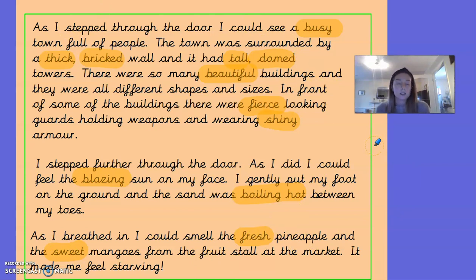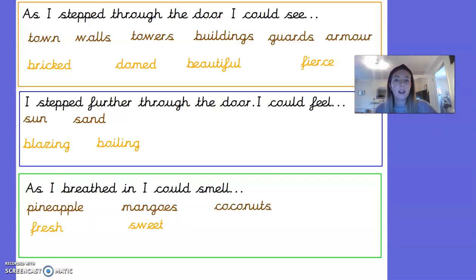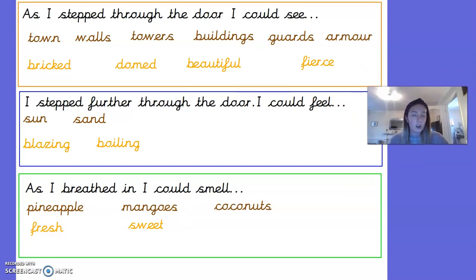So your task is to write your own setting description, and I would love for you to use some of that new vocabulary, such as domed or blazing, in your setting description, as well as ancient possibly as well. I didn't get that one into my setting description. So you're going to have a scaffold sheet that looks like this to support you with your writing.